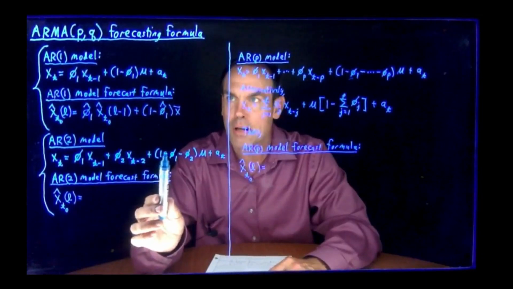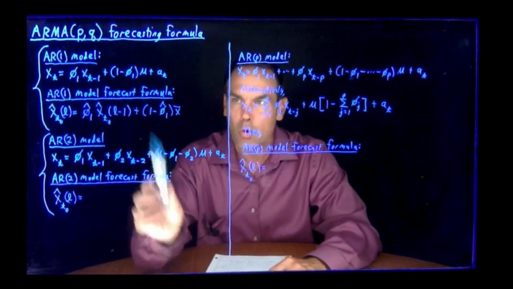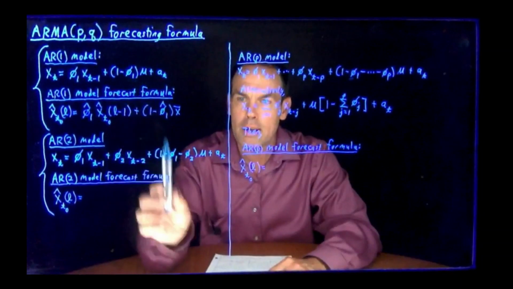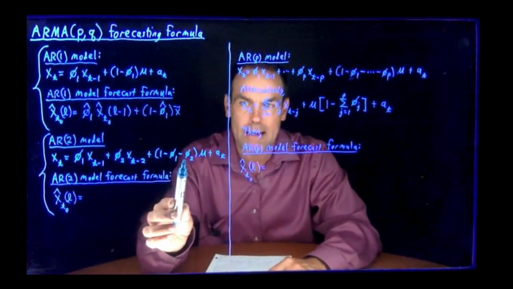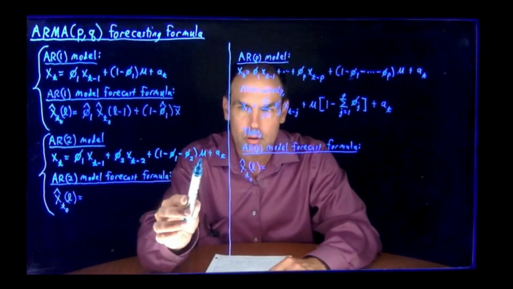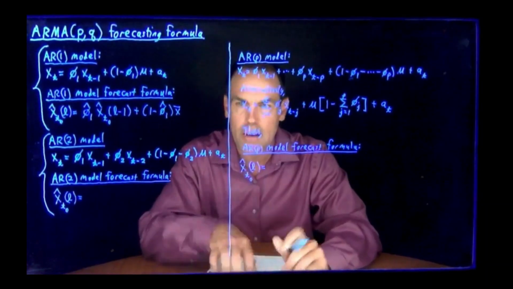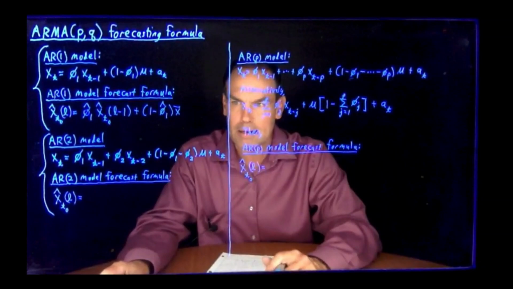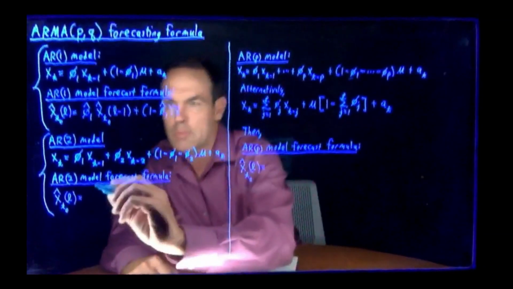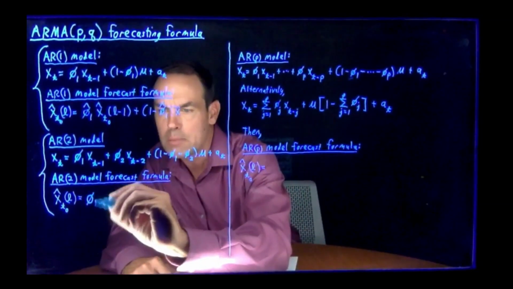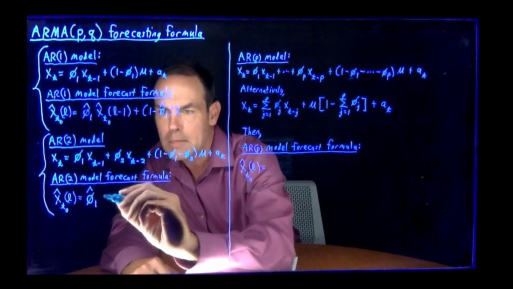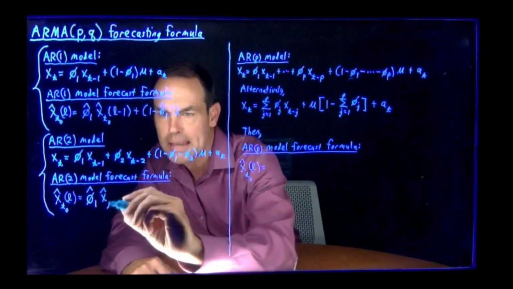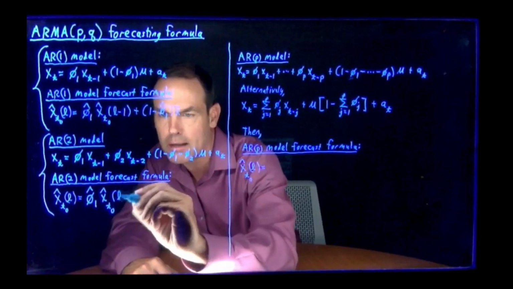And then what about this mean term? Before it was 1 minus phi1, now it's going to be 1 minus phi1 minus phi2 times mu plus the error term of a sub t. Well, how would the forecast formula be in a case like this? Very much like it was before. Phi1 will get replaced by phi1 hat. X sub t minus 1 will get replaced by x hat of t naught of L minus 1.